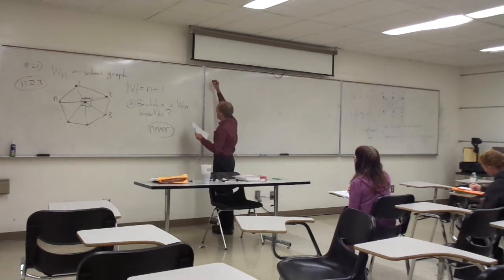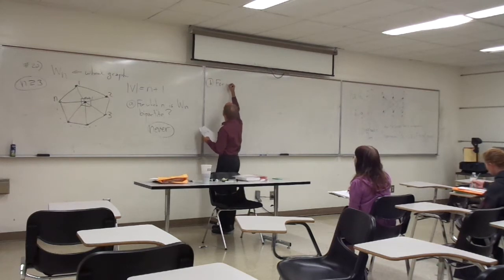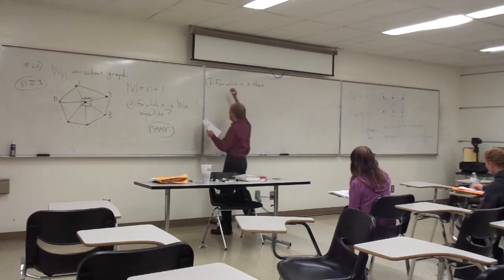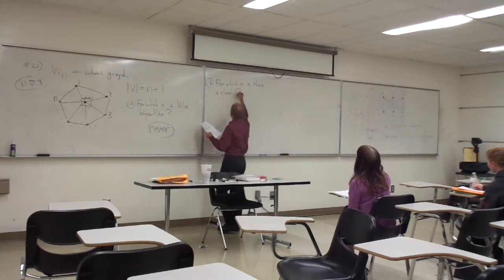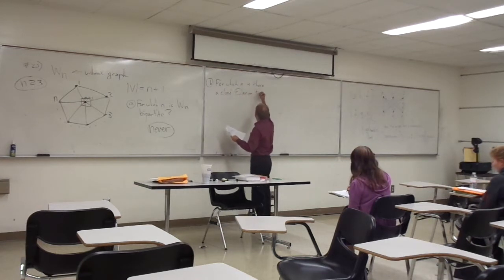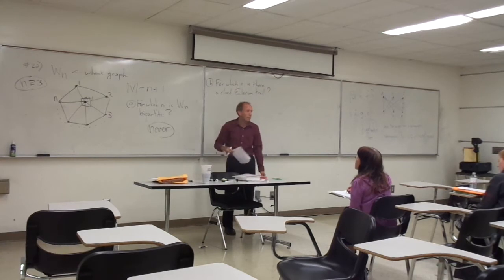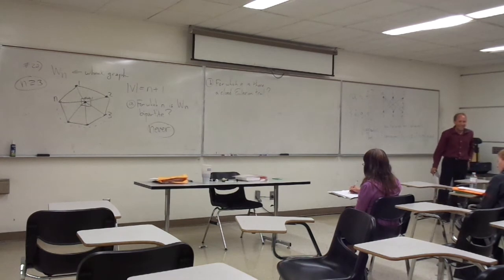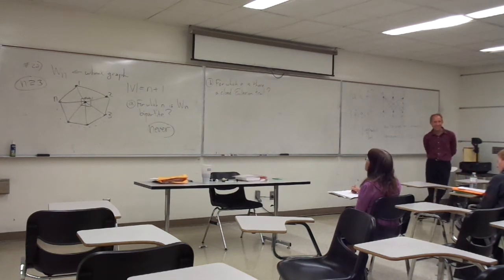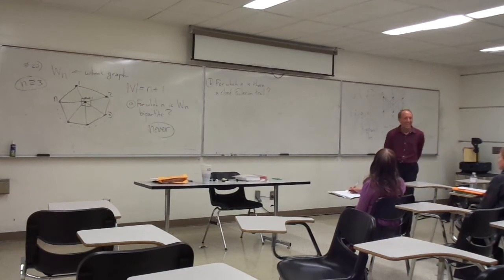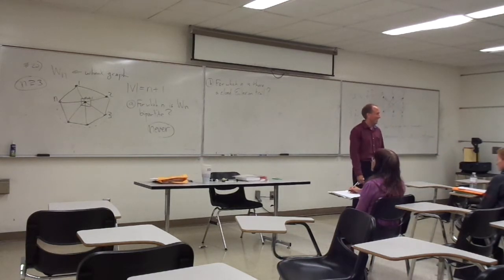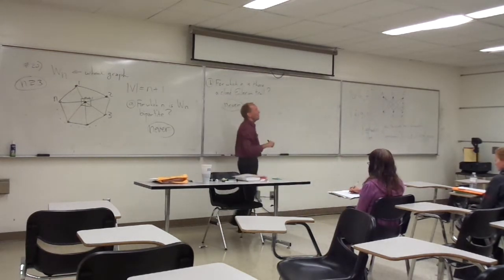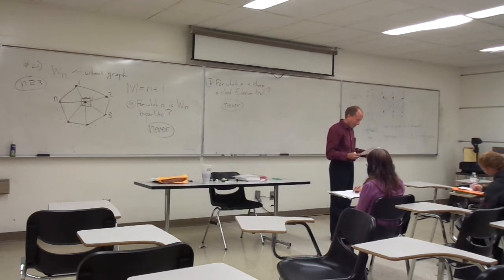All right, here's part B. For which n is there a closed Eulerian trail? Why? The outside vertices have degree 3. Tons of vertices of odd degree, right? So never. This is an exciting problem.